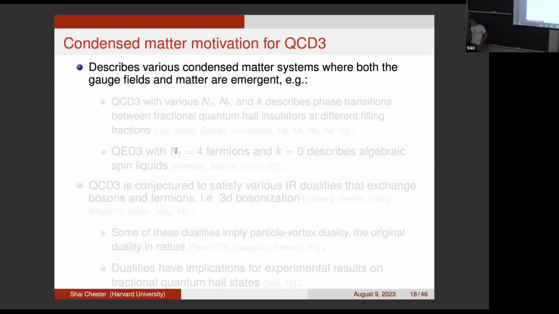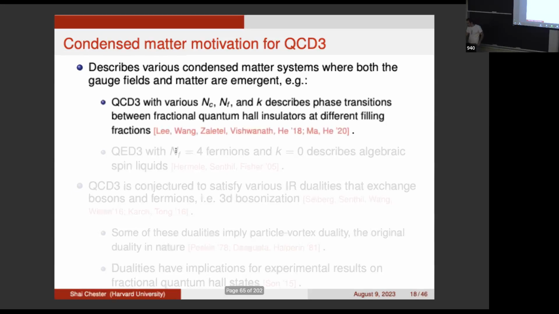Okay, so what is the motivation for studying QCD3, which is a whole family of theories? It describes many different interesting condensed matter systems. In these condensed matter systems, both the gauge fields and the matter are emergent. So you shouldn't think of these n fermions as actual electrons, or of the colors as corresponding to actual gauge bosons. Instead, they're things that emerge.